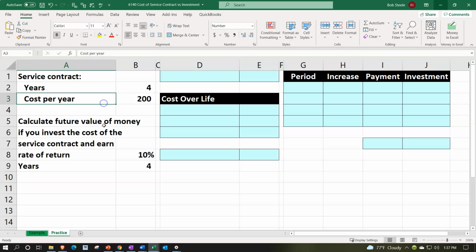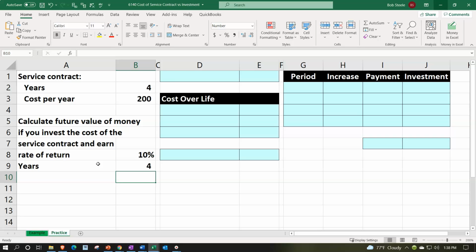The information says we have a service contract, and we can do a similar kind of scenario calculation here if it was a warranty or something like that as well. We're going to say for the years, 4 years, and there's going to be a cost per year for the service contract of $200. So we're going to have to pay $200 per year for the 4-year time frame. We're going to calculate future value of money if you invest the cost of the service contract and earn a rate of return of 10%.